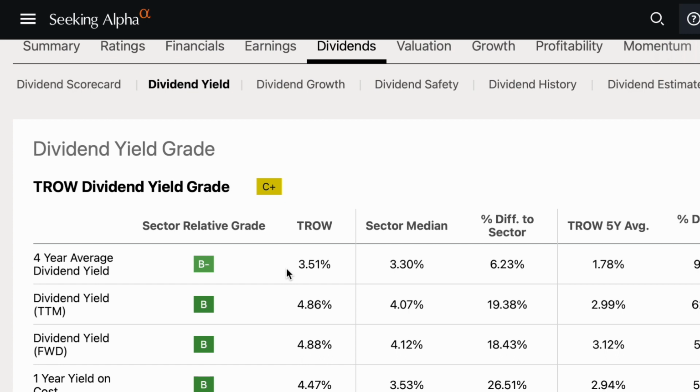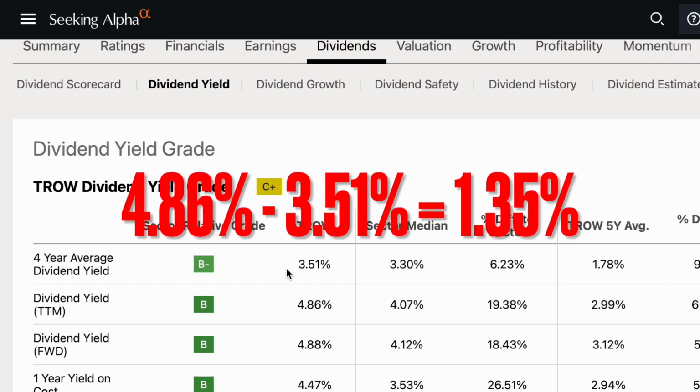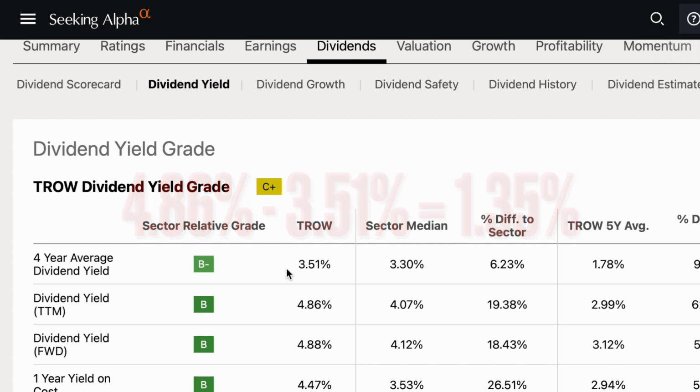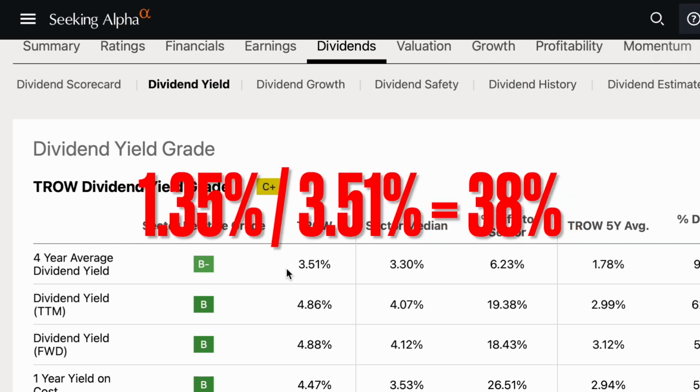So in T. Rowe's case, if we were to use the trailing 12-month dividend yield as the current dividend yield, we would take 4.86% and subtract 3.51% from it, which equals 1.35%. Then we divide 1.35% by 3.51%, and we get approximately 38%. Since the current dividend yield is higher than the 4-year average, the 38% we just calculated is the potential undervaluation.